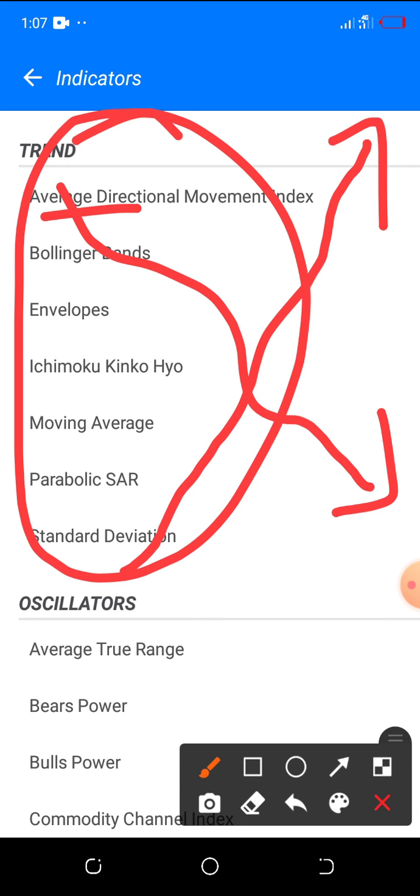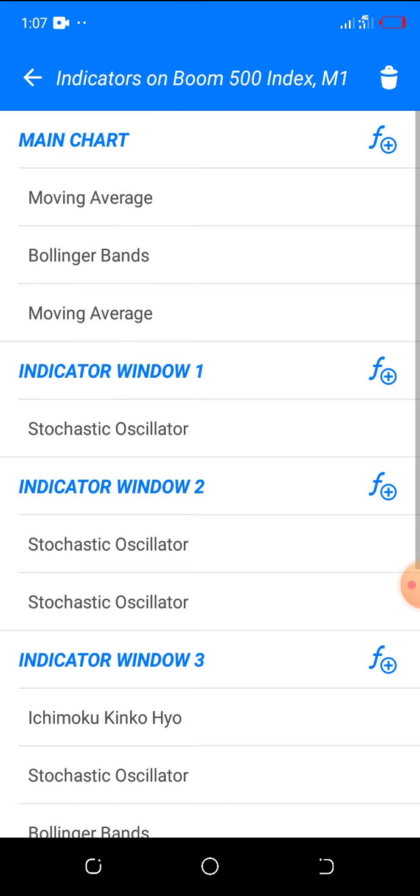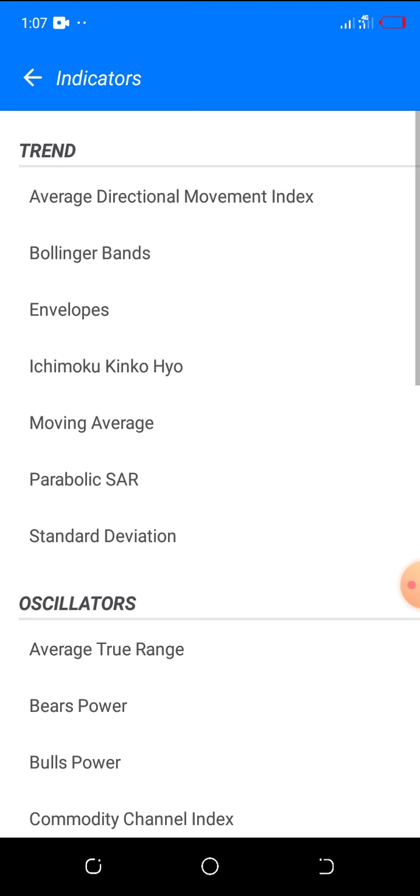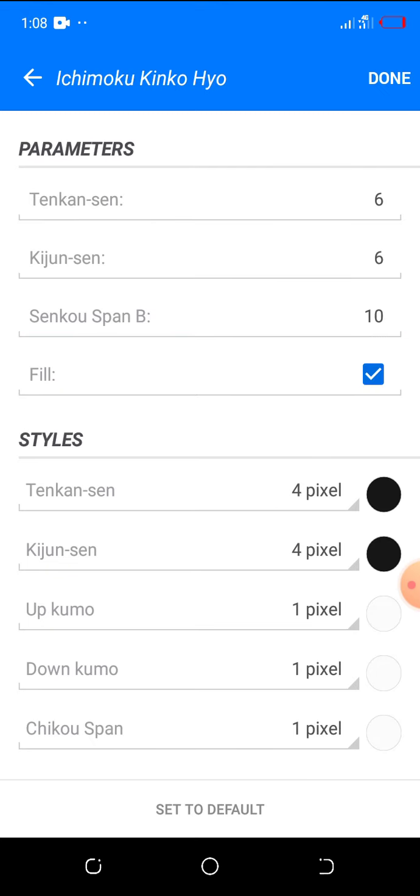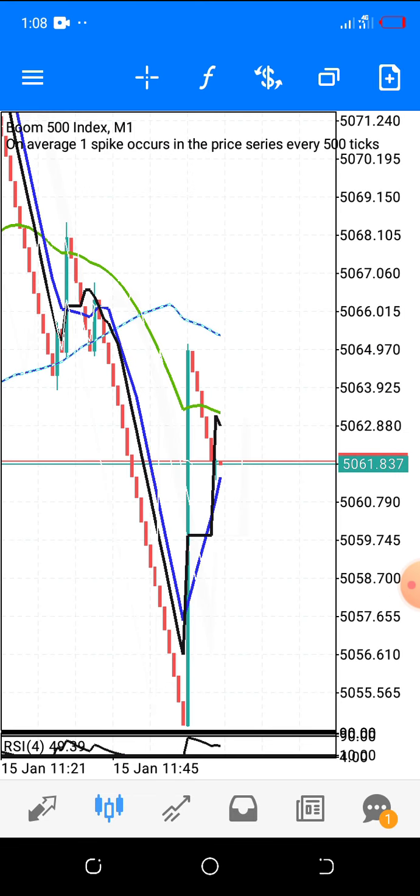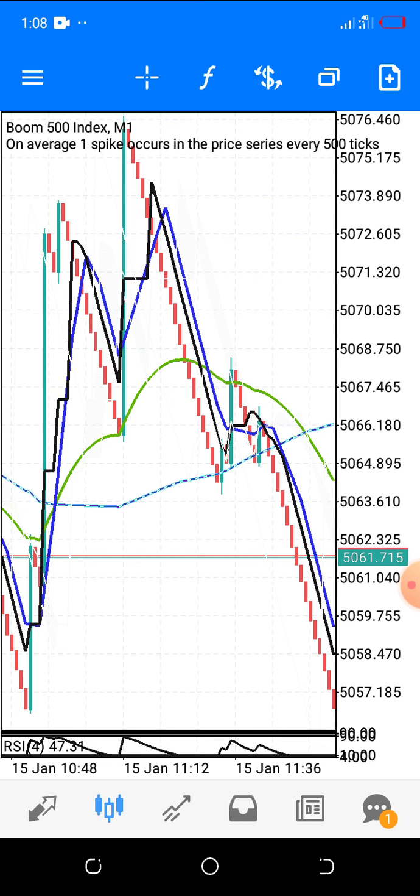All right, so let me show you what lag means. So let's pick, for example, let's try to add a trend indicator. Let's say Ichimoku, for example. Let's use this. All right, this is Ichimoku. Okay, so now for you to be able to see that this indicator lags, lag simply means when price is moving and the indicator is not giving a signal, is not showing what the price is doing. That shows that the indicator is lagging at that particular point in time.